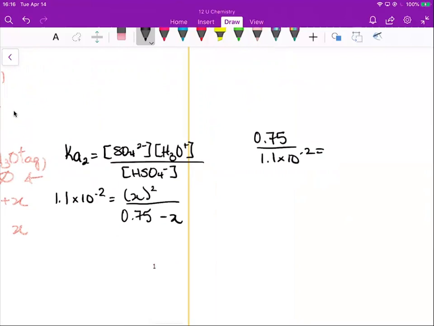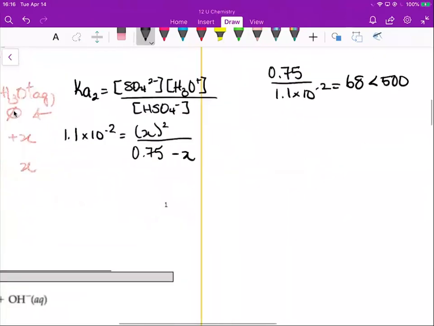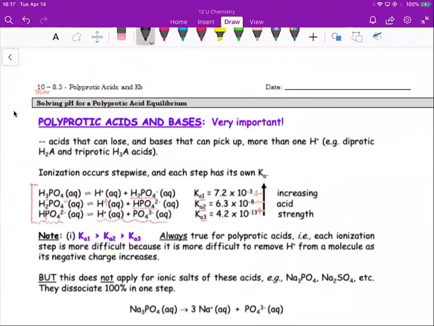Or below, I mean. Sorry, it is 68, which unfortunately is less than 500. So we have to do the long way. I'm going to erase this because I don't need it.